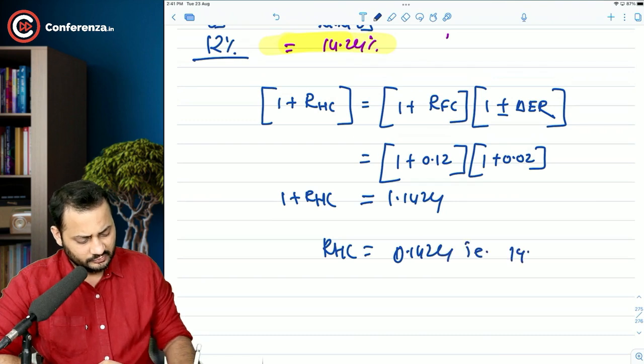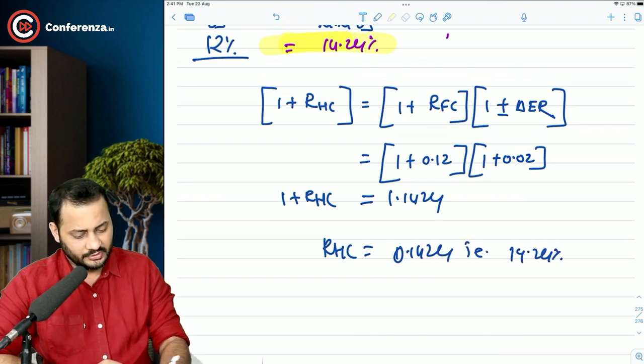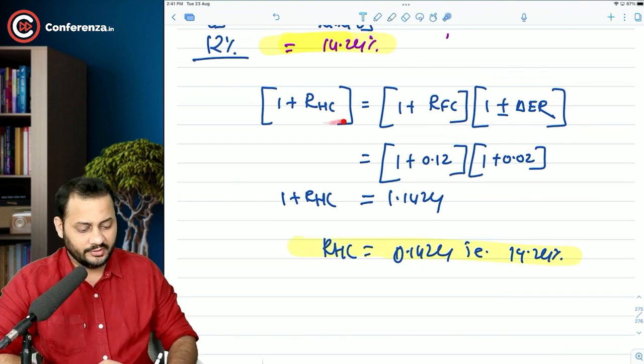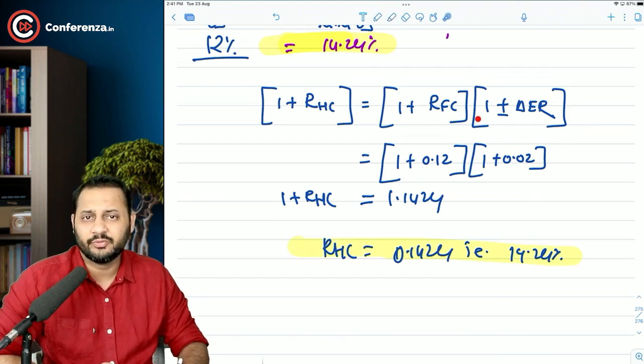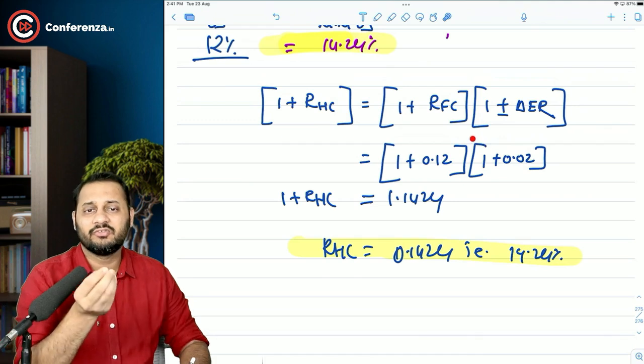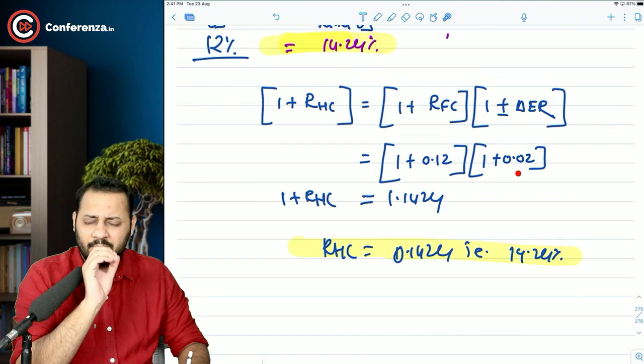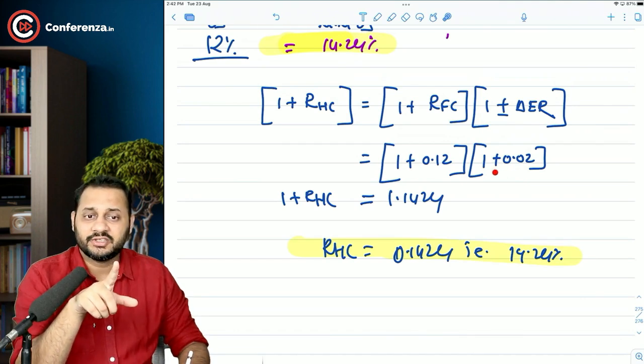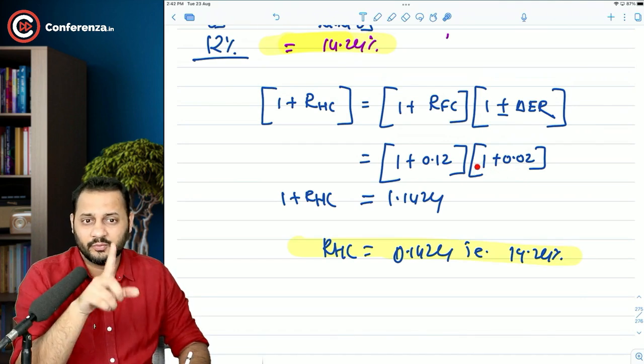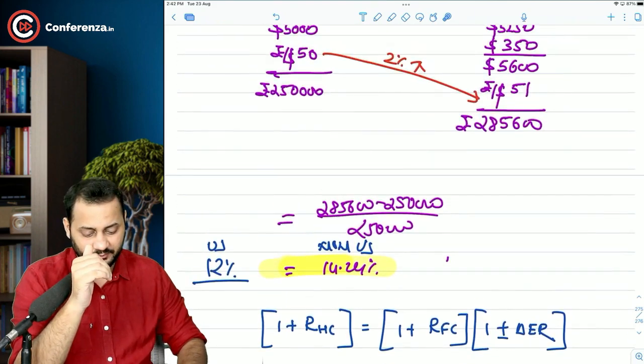That is 14.24%. So see, this is the formula that you need to remember. And it's very easy to remember if you understand the formula. This is the 2% appreciation. Since it is appreciation, we are adding it to the base value, and the base value was 50.